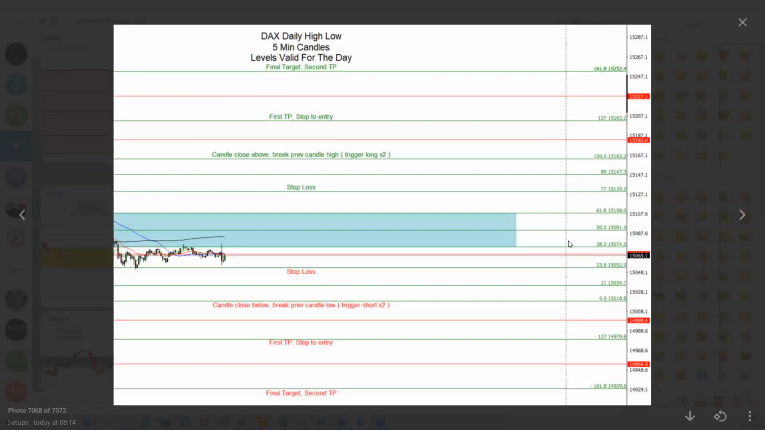On the DAX daily high-low, currently between levels of 23.6 and 38.2. If you look at moving averages, looks like trend is down. 21 is slightly above 8. So with that, we want a candle close below the zero level, break previous candle low to aim for the minus 127 first TP, minus 161.8 second TP, and stop loss being at the 23.6. Remember, guys, same rules apply with the red lines.